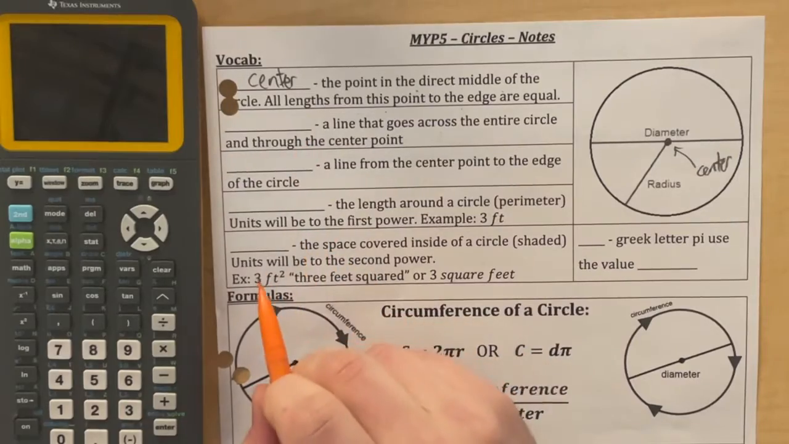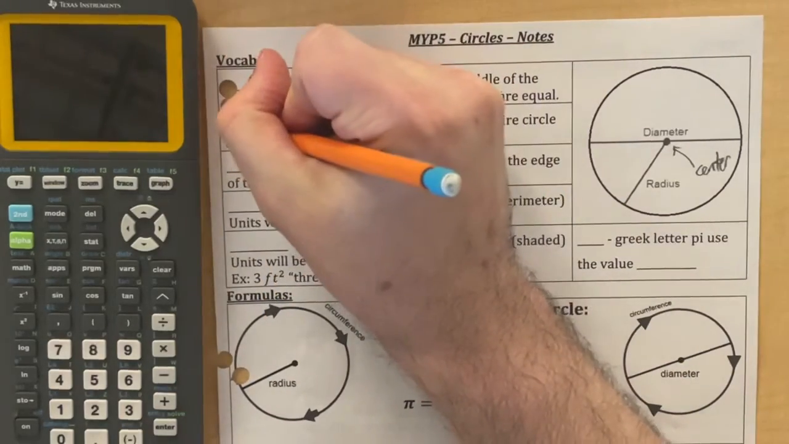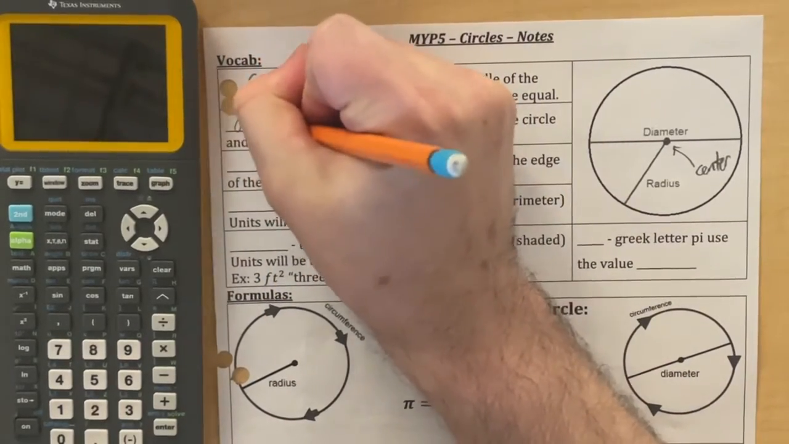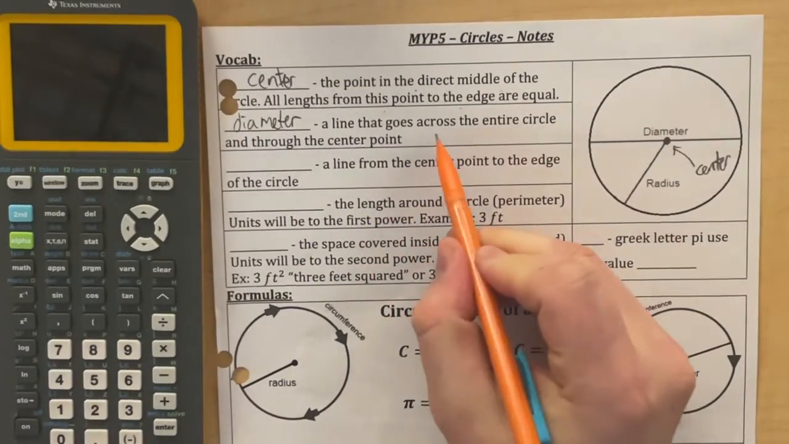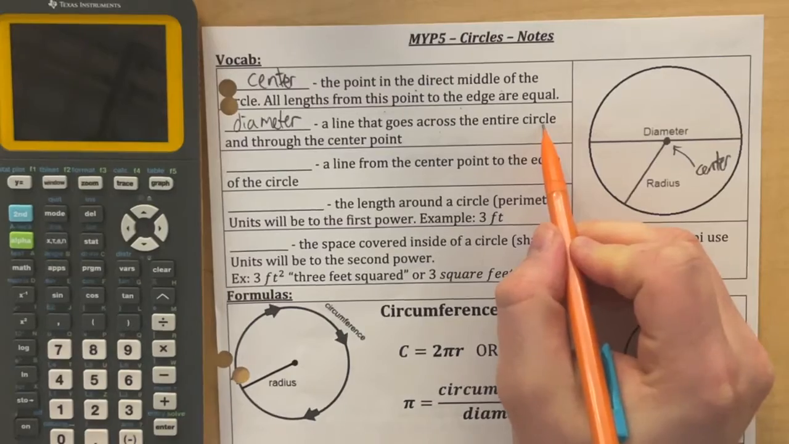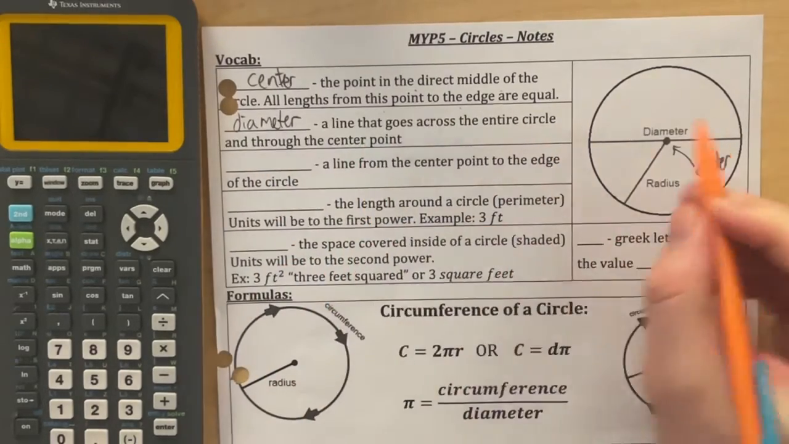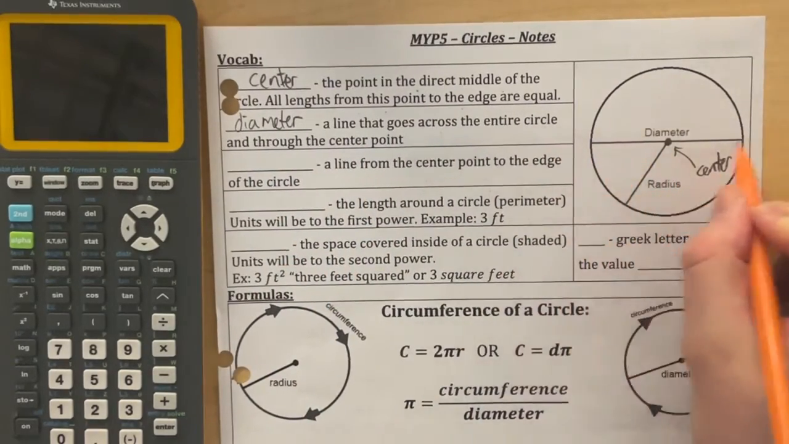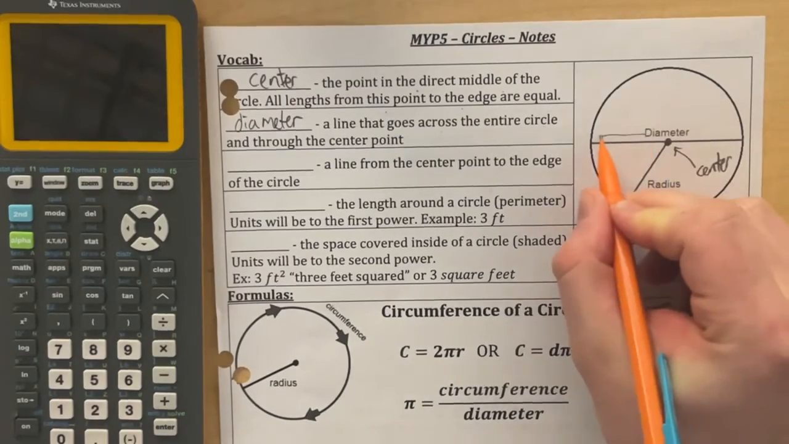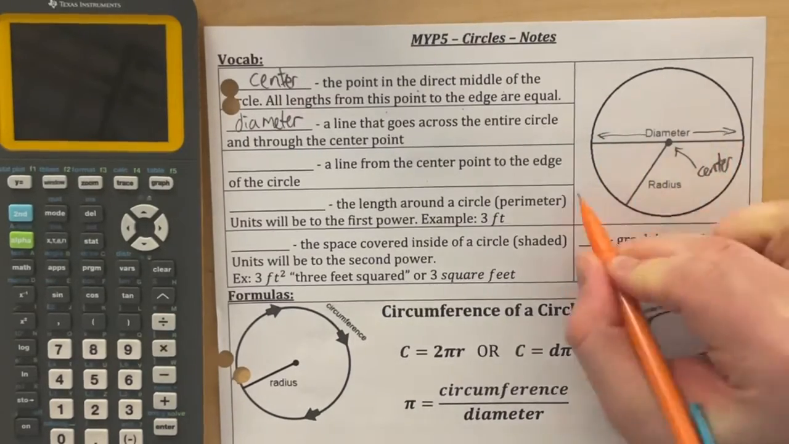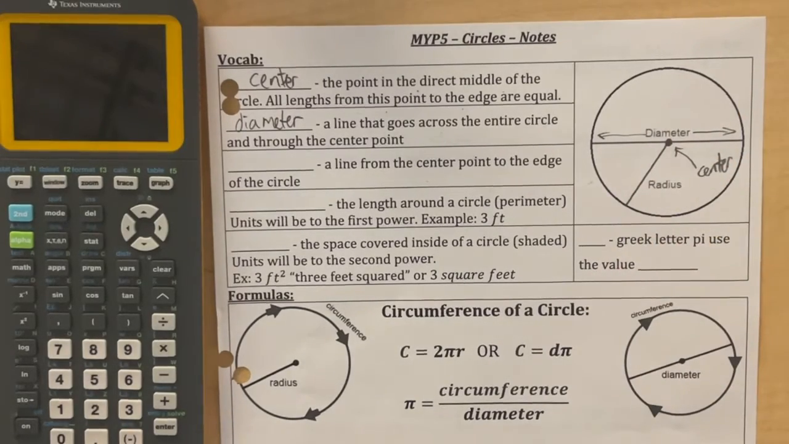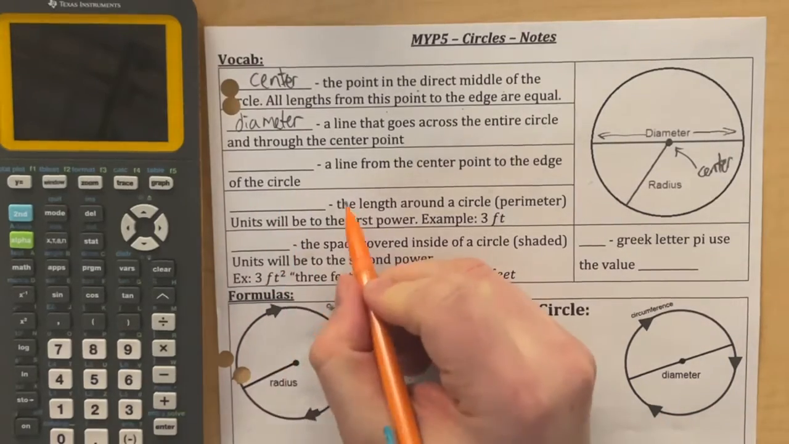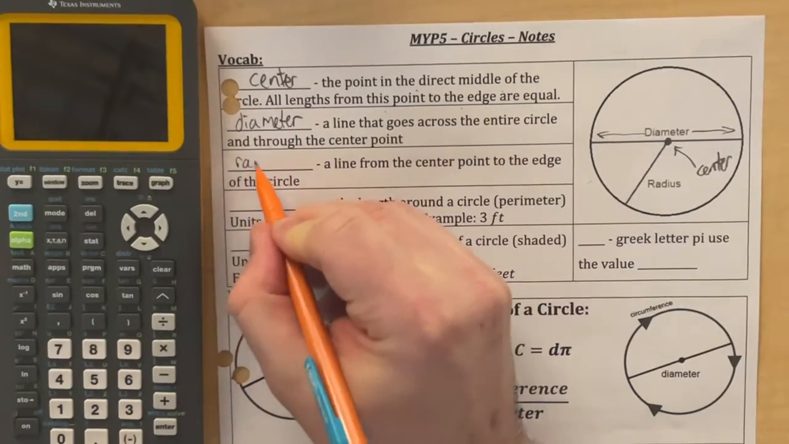So we're going to say the diameter. The diameter is a line that goes across the entire circle, and it has to go through that center point. So notice how it goes through that center. Again, it cuts your circle in half. It could be any direction, whichever way, but it has to go from edge to edge through the center point.